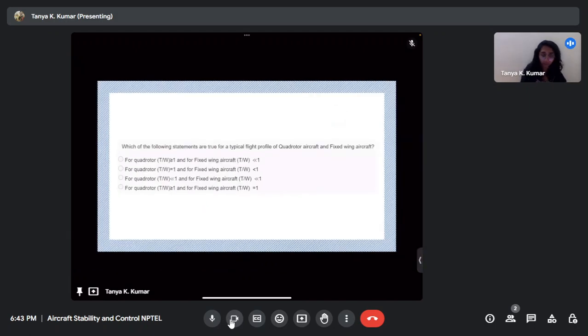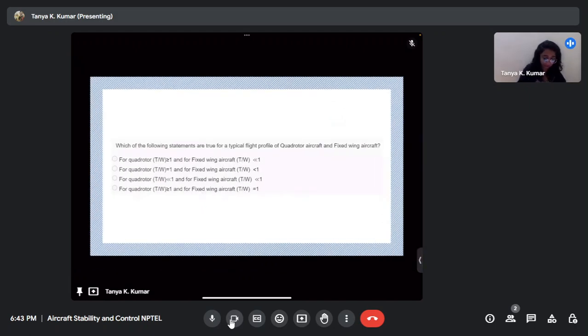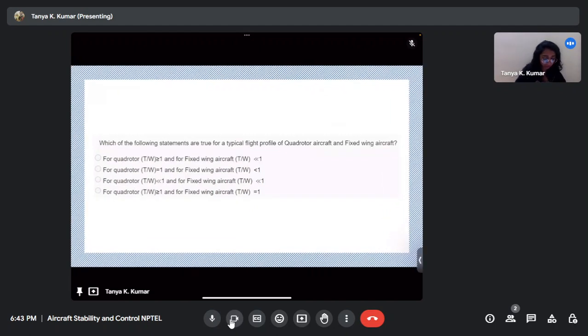Okay. Now let's look at a few questions which pertain to week 6. Which of the following statements are true for a typical flight profile for quad rotor and fixed wing aircraft? We had seen this, right? We had seen this question I think in week 3 or 2. For a quad rotor, which one is the right answer? Try to figure it out, try to give a reasoning.